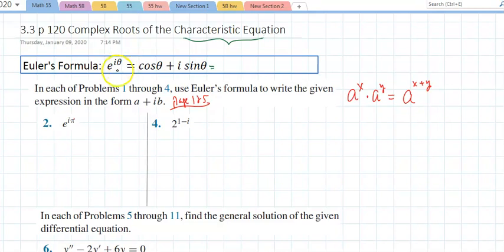Euler's formula. If I take e, remember what e is, 2.71, raised to the i theta, that's the cosine of theta plus i sine of theta. If you don't recall that as being complex numbers, that's okay. You probably remember this from your trig class, right? That would be section 4.3 if I'm not mistaken. 4.3 or 4.4, going from rectangular form to complex form, right?